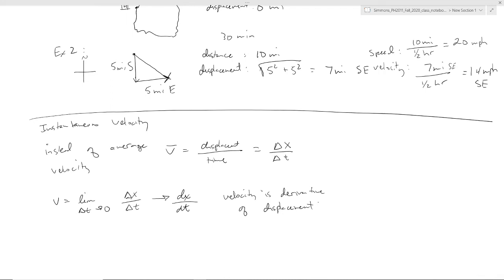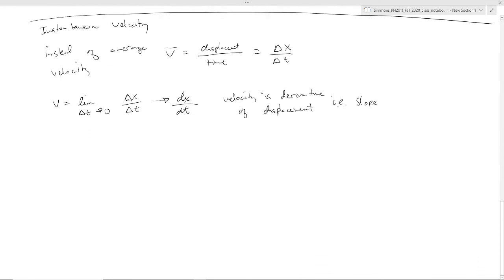And part of why I show you this is that this is a really useful way of thinking about this definition. Because what do you know about derivatives? That's another way of saying it's a slope. Okay. So for example, let me show you an example.